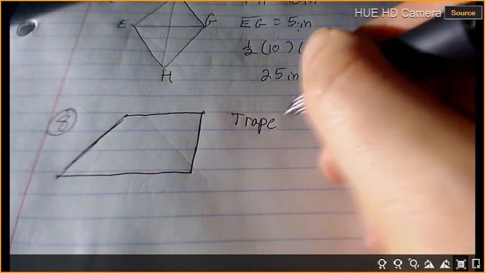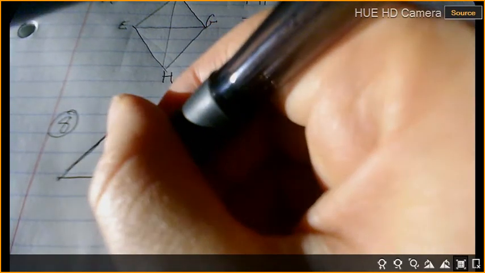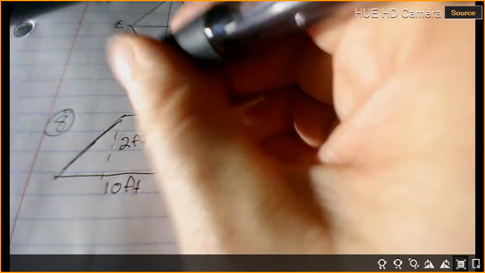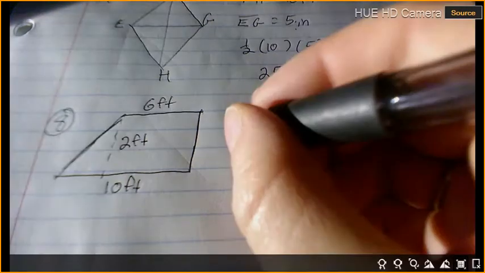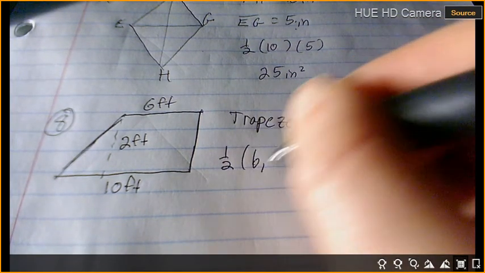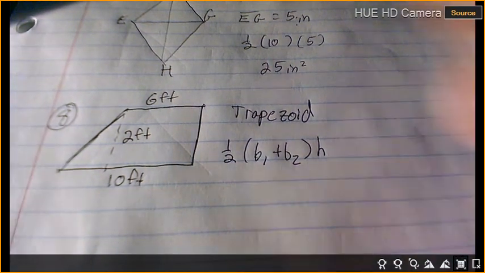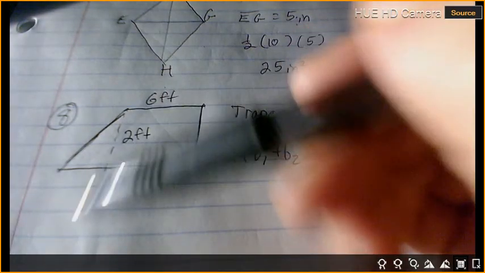Okay? So I've got a trapezoid. I'm going to label this trapezoid. And with a trapezoid, I'm given all kinds of things. This is 10 feet. This is 2 feet. And this up here is 6 feet. I've got all these different parts. But the formula for a trapezoid is 1/2 base 1 plus base 2 times the height. It doesn't matter which one is base 1 or base 2, but they're parallel to each other. The height is the distance between the two parallel sides.